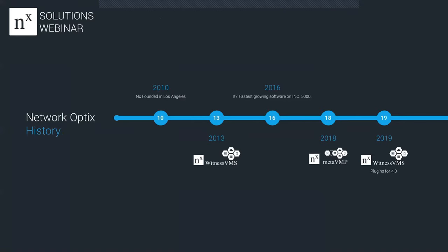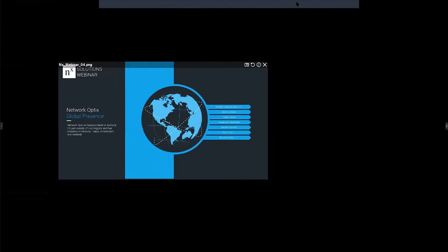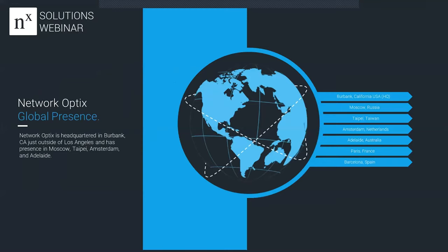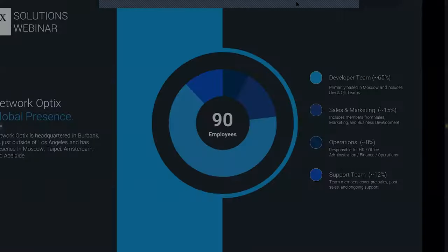We started in 2010 in Los Angeles, and this year, 2020, is our 10th anniversary. Here are our branches and headquarters. I'm Andy, by the way, and I'm based in Taiwan, taking care of the whole APAC region, so I travel in Asia to every country. This is our team, around 90 people, and mostly they are technical guys.